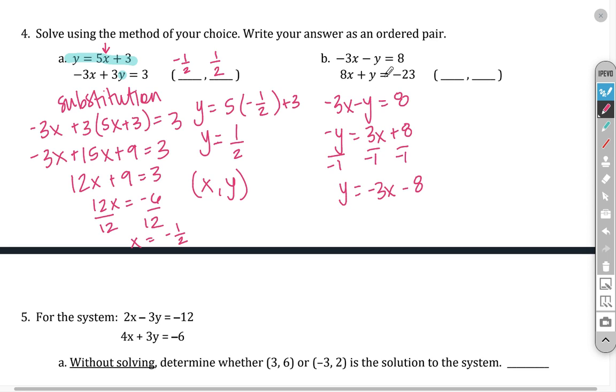So let's set our second one to y. So we have 8x plus y equals negative 23. We're going to subtract 8x, so we get y equals negative 8x minus 23.